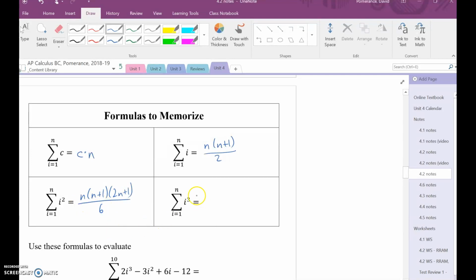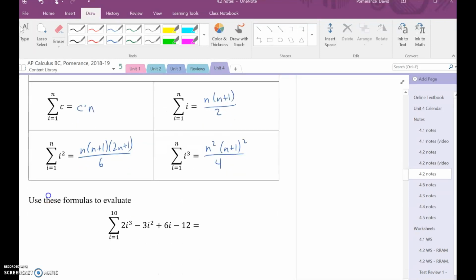One more time, we've got this i cubed here. That's going to be 4 factors in the numerator, but they're both repeated. It's the same 2 that we saw up here, but n squared and n plus 1 squared, and this time we're going to divide by 4. And again, I'm not going to prove those. I'm just going to ask you to trust me on those.